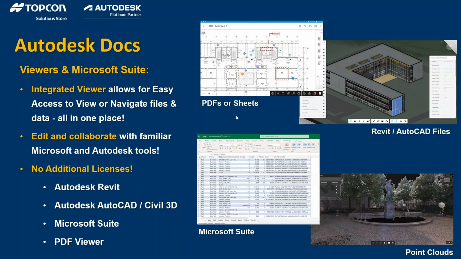of these. You're actually going to have a viewer directly integrated into the ACC, whether you're on the web or on your mobile device. You have access and capabilities to integrate into PDFs and sheets, Revit and AutoCAD files, as well as all other design softwares within Autodesk, and then Microsoft Suite files and point clouds as well. So this allows you easy access to edit, collaborate with familiar Microsoft and Autodesk tools. And again, the ACC, this viewer allows you to open up and actually look inside the RVT file or the DWG file directly in the ACC without an additional license required.